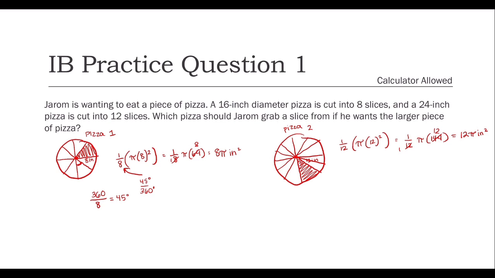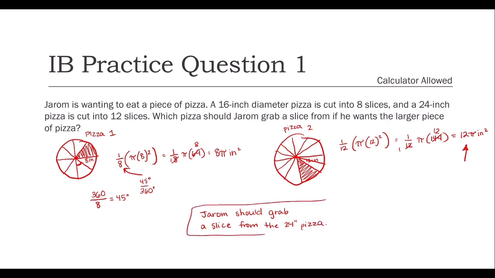So if Jerem wants a larger piece of pizza, he would want to go with pizza number 2 because one slice is 12 pi inches squared instead of 8 pi inches squared. So we'd write Jerem should grab a slice from the 24-inch pizza. And that's your answer.